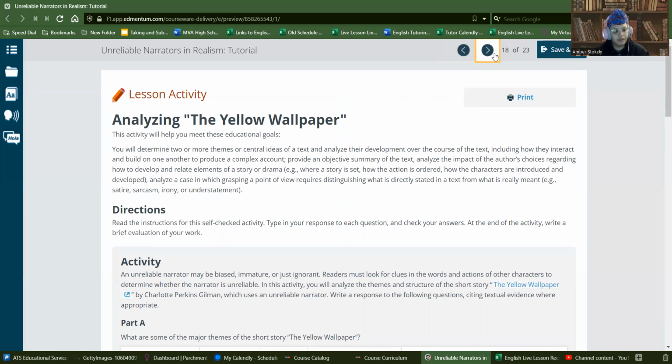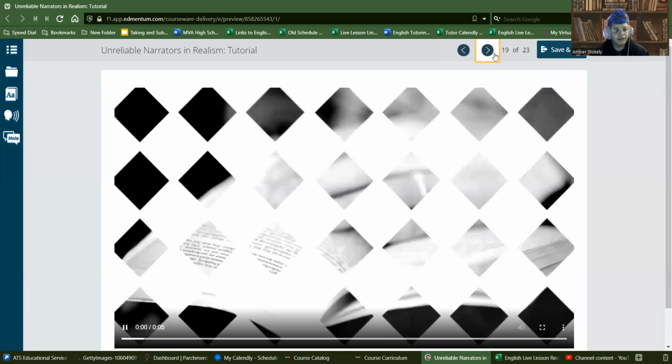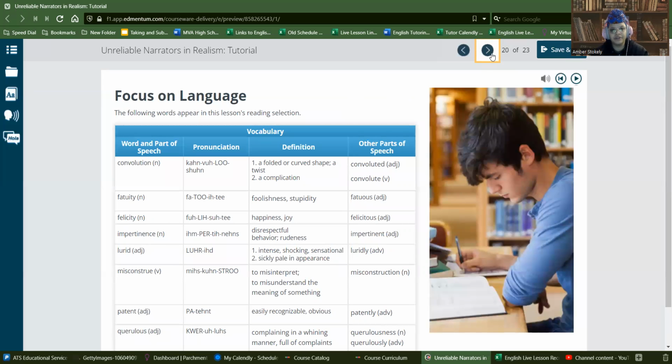All righty. I think the rest of this is actually just vocabulary. So this is a fairly short lesson.